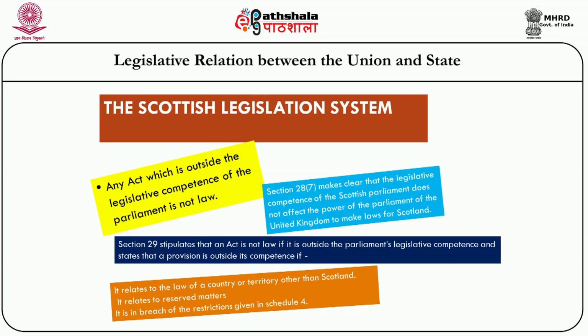Here, to make it more clear, we have to discuss section 28, clause 7 of the Act, which makes clear that the legislative competence of the Scottish Parliament does not affect the power of the Parliament of the United Kingdom to make laws for Scotland. And again, section 29 stipulates that an act is not law if it is outside the Parliament's legislative competence.